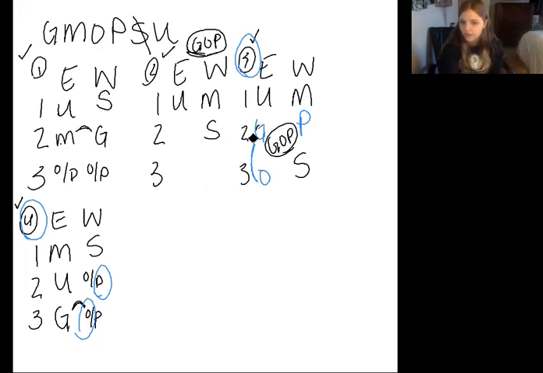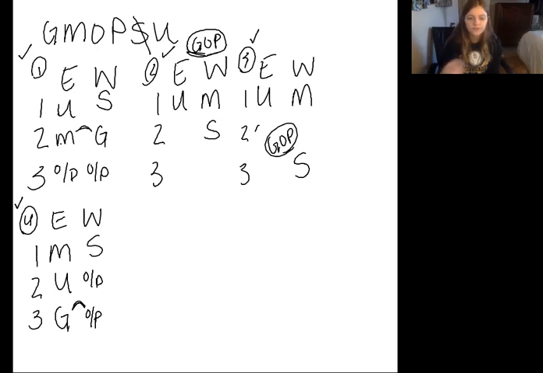G is presented at 3. Not necessarily, it could be at 2. M is presented at 1. That's happening in both my worlds, so I like it. O happens at 2. Not necessarily. Down here, I can have O at 3. Actually, in that world, it has to be at 3. S is at 1. Not necessarily. It could happen at 3 over here. U is at 1. Could happen at 2 over here. So my answer choice is B.